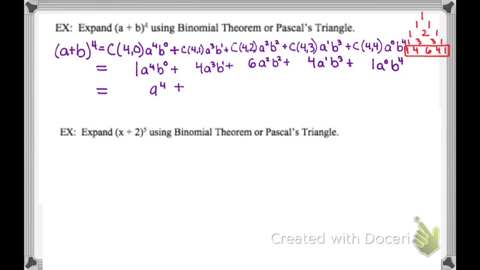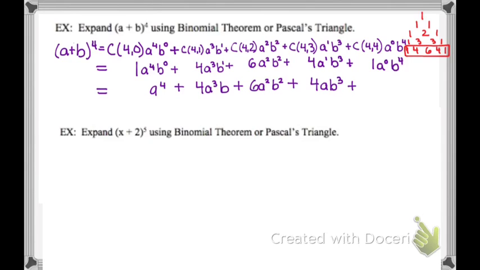Plus, and now we'll do the next term. Now, this 4 times a cubed times b to the 1st, I don't really need to write that first power, so I can just write 4a cubed b. And we'll continue. 6a squared b squared. Nothing really cleans up there. 4ab cubed, I don't really need to write the power 1.